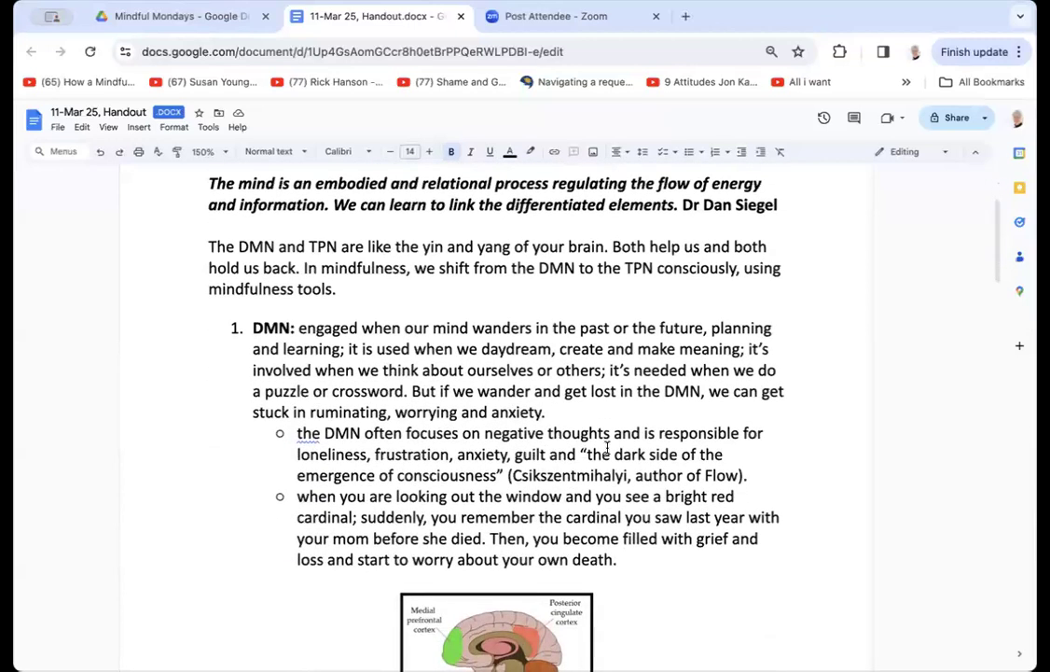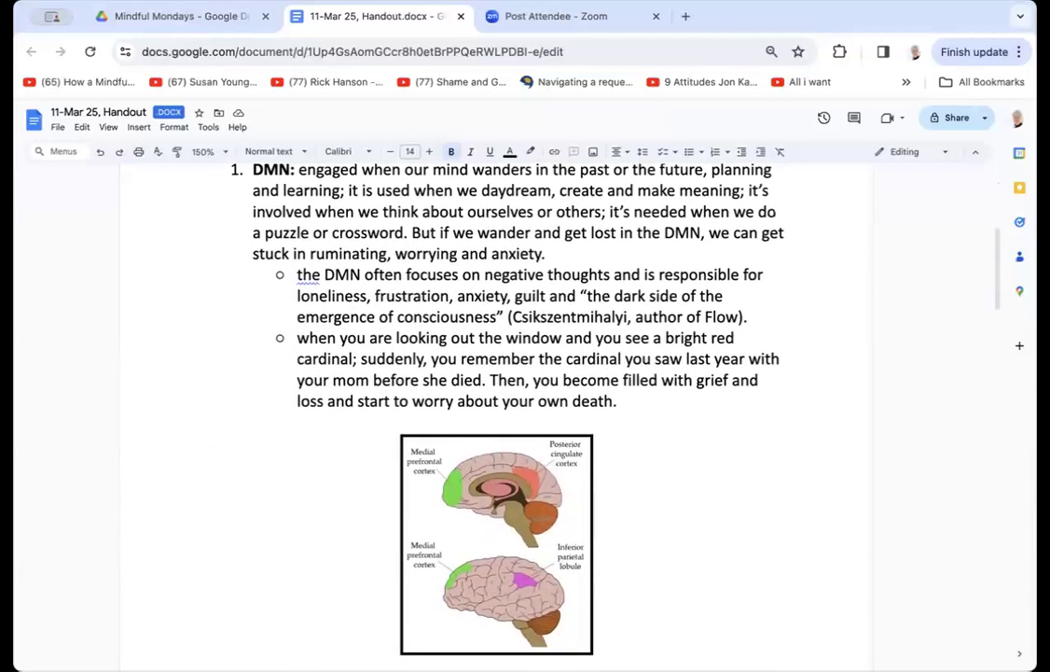So you might remember that the DMN, and I've shown you this before, is the default mode network. When our mind wanders in the past or the future, planning and learning, it's used when we daydream, create, and make meaning, and it's involved when we think about ourselves or others. So self-referential: what are they thinking? What about them? Me, what am I thinking, worry about? And it's needed like when you sit down to do a puzzle or the Sudoku or crossword. Those are all things where the DMN is needed.